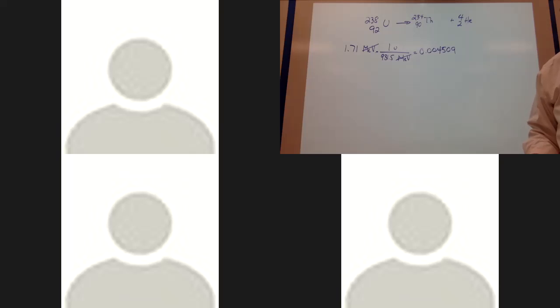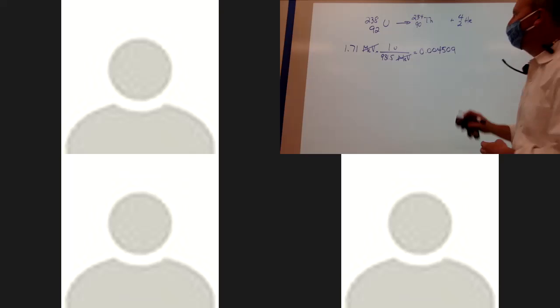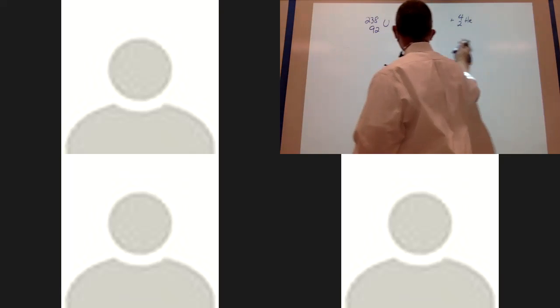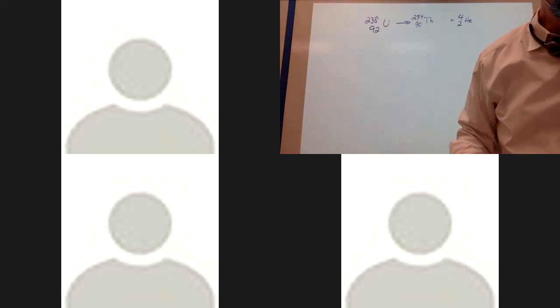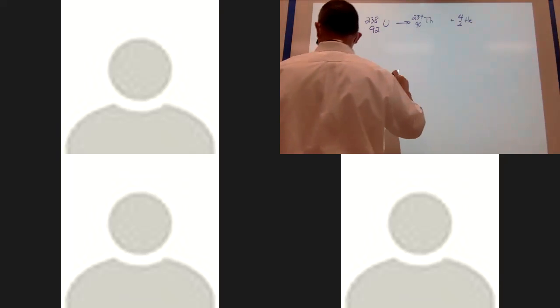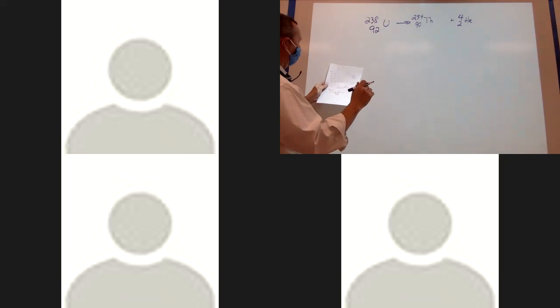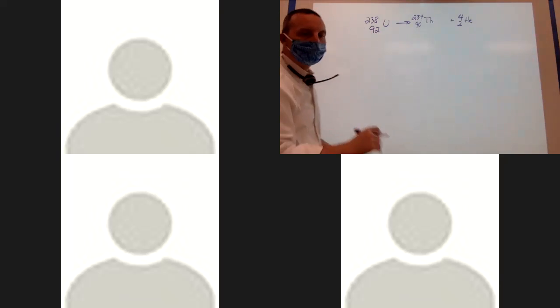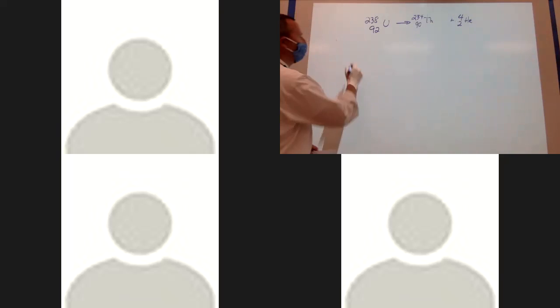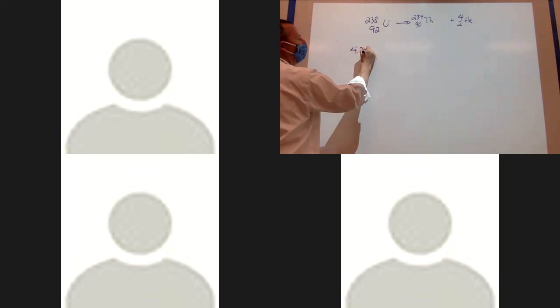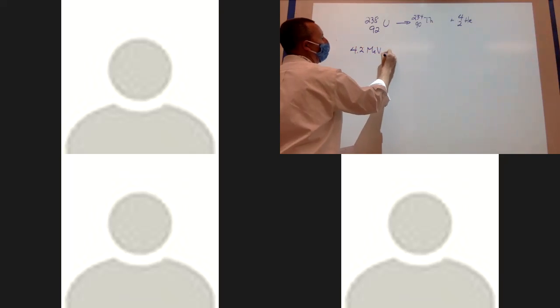Isn't that what we're doing? Yes, you're right. I apologize. It's the same idea, just I used the wrong number. I apologize. What was it, 4.2? Okay, 4.2 mega electron volts.